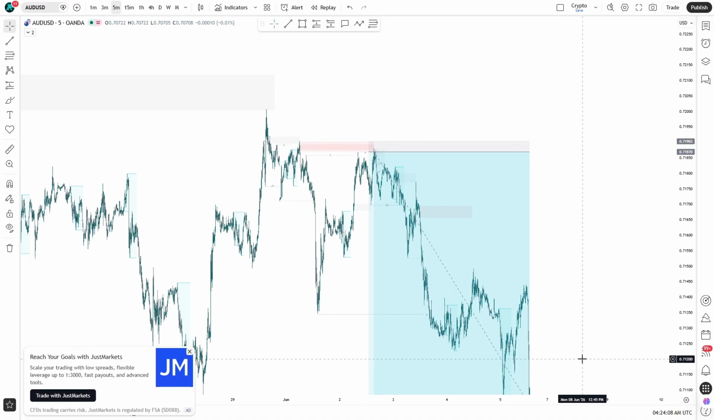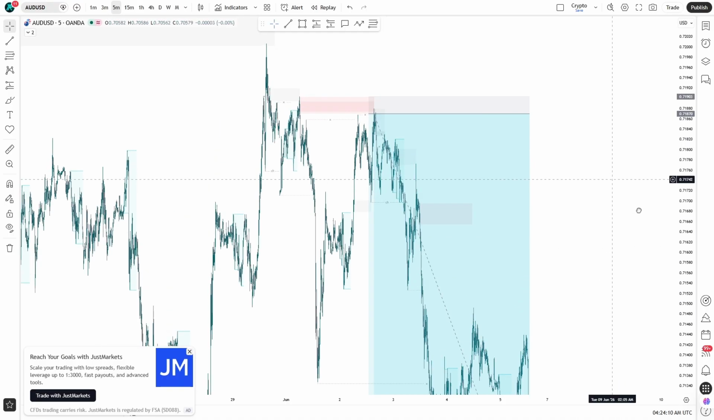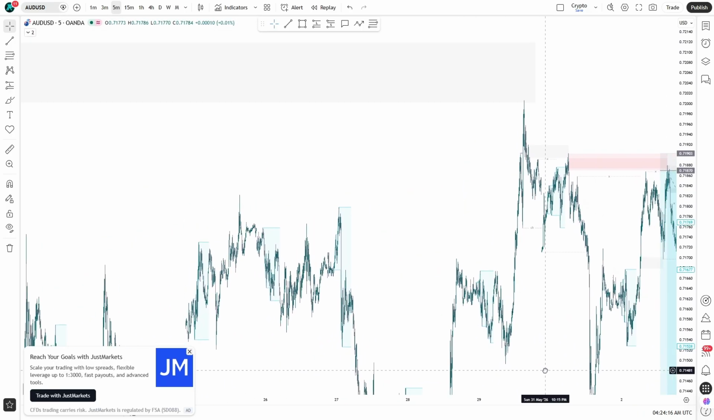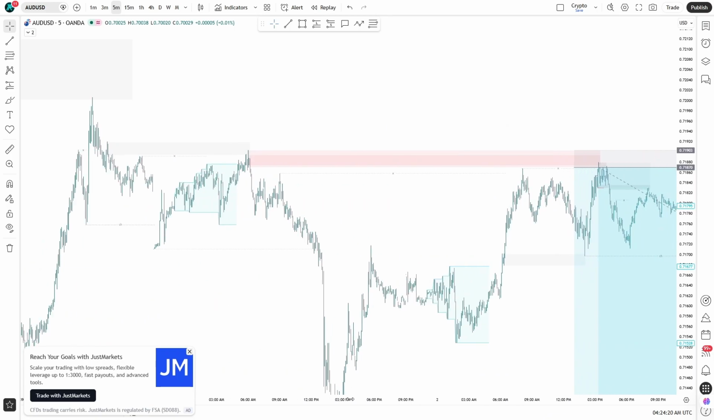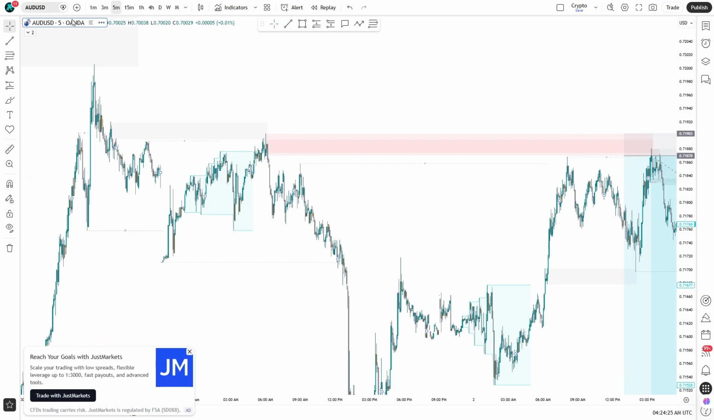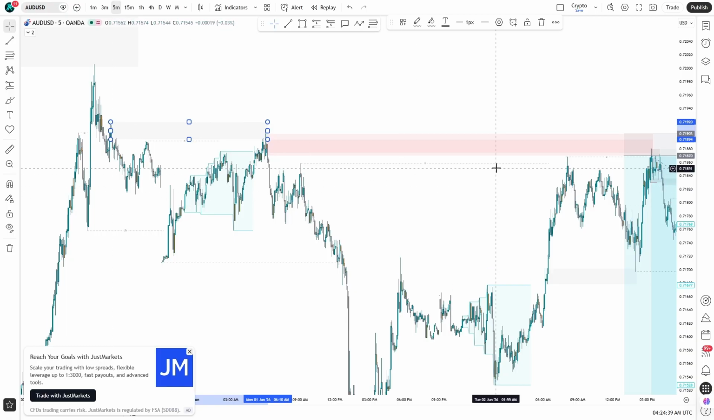Okay, this is the 5 minutes chart. This is what it looks like. So after I had this demand to supply flip, we had a change of character. So the market came back to get this supply here on a break. After that, the market still came back to get this one.